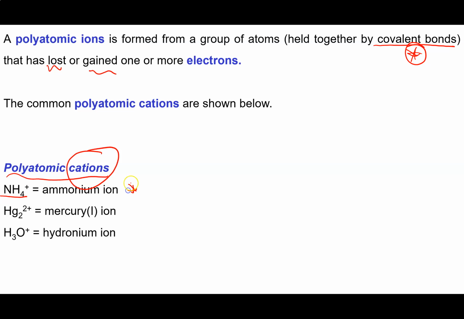This one we're going to see a reasonable amount. The second most common one is the hydronium ion, which we'll see a little bit, but not much. And then there's a pretty rare polyatomic cation, the mercury 1 ion.